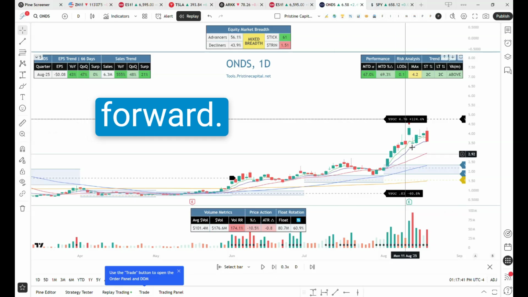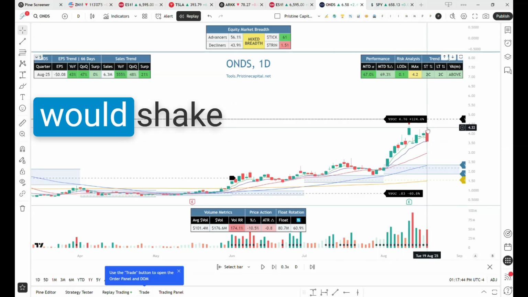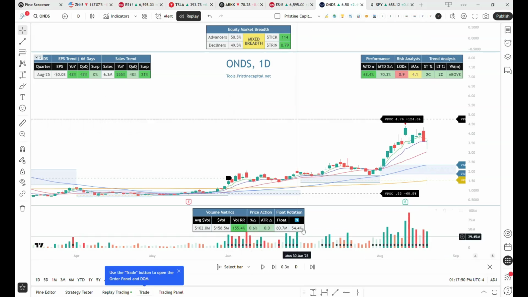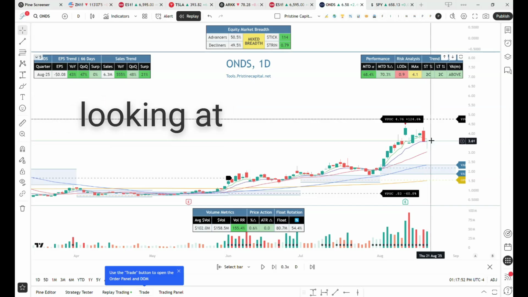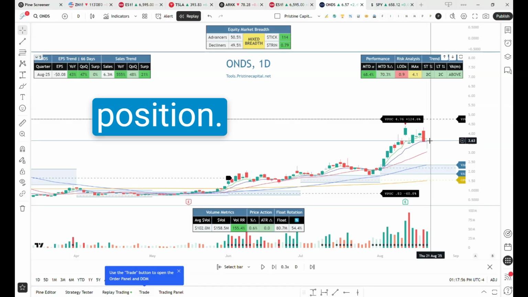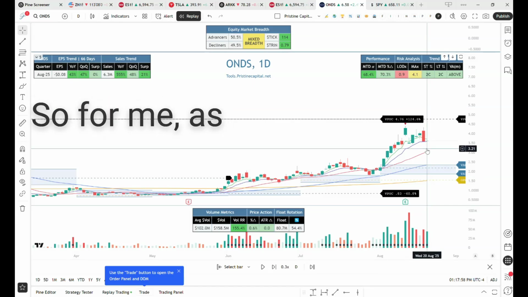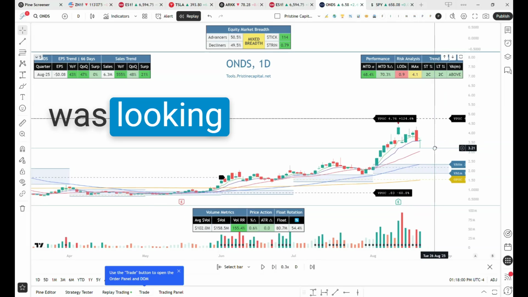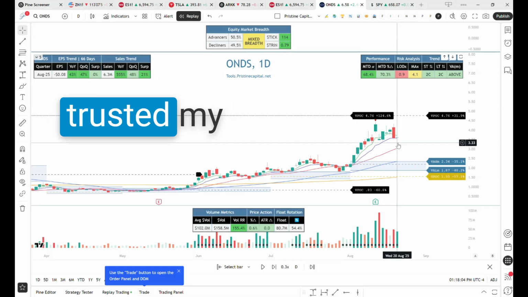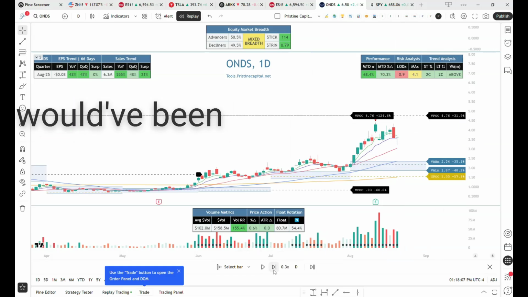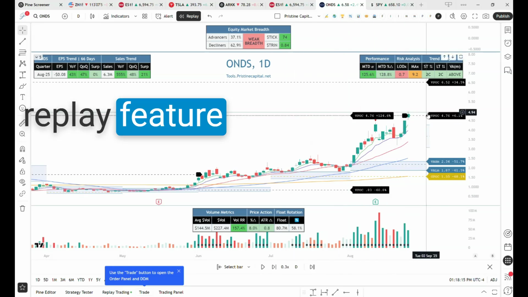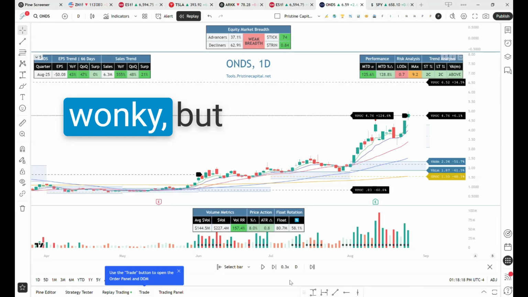As we keep stepping forward, this is a candle I really think would shake out a lot of people. When you see this thing close right on the low of the day, this candle, I was actually looking at this stock and I really considered entering a position, but I did not. So for me, as someone that was looking at the stock in real time, it is pretty interesting to see, hey, if I would have trusted my gut here, that probably would have been a good entry. And then you can see we took out this VPOC. The replay feature does make these VPOCs a little bit wonky, but that's okay.